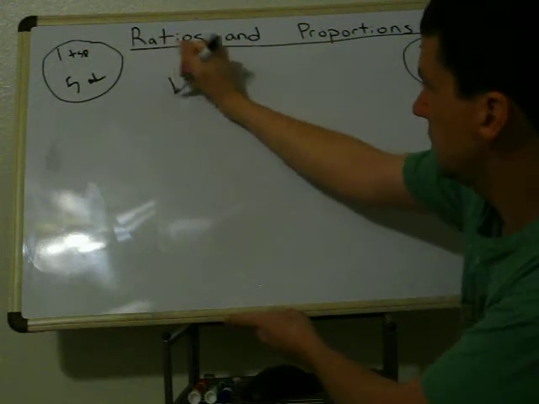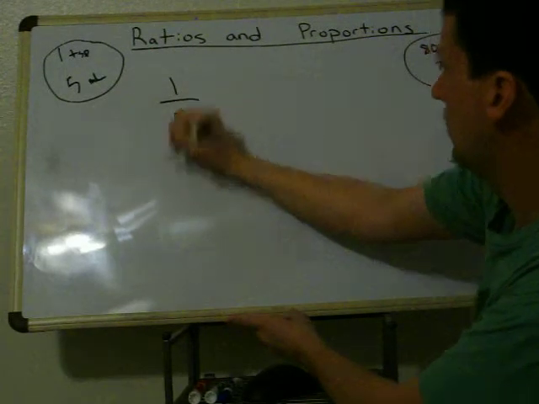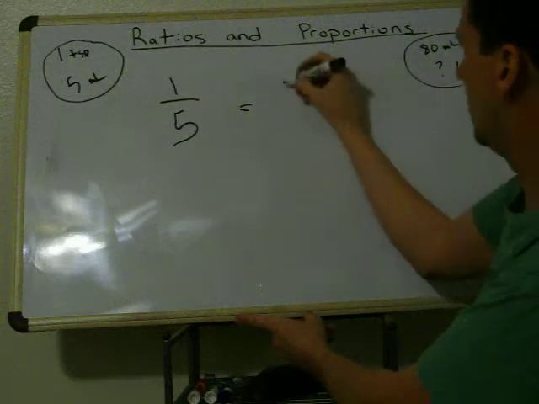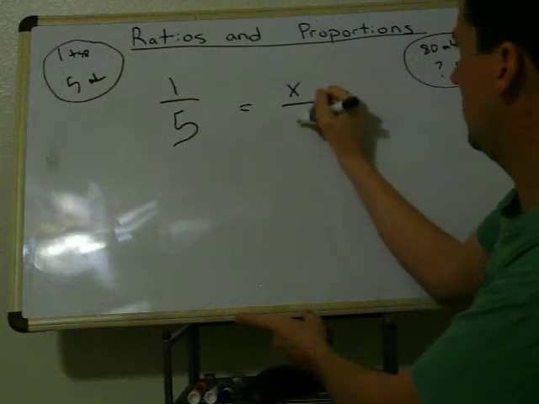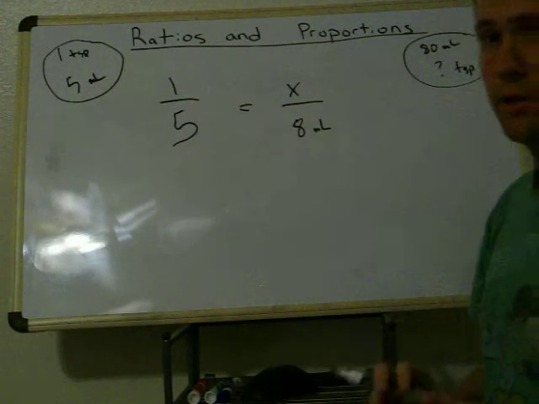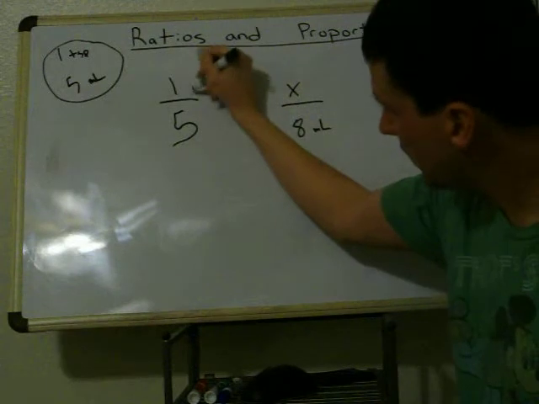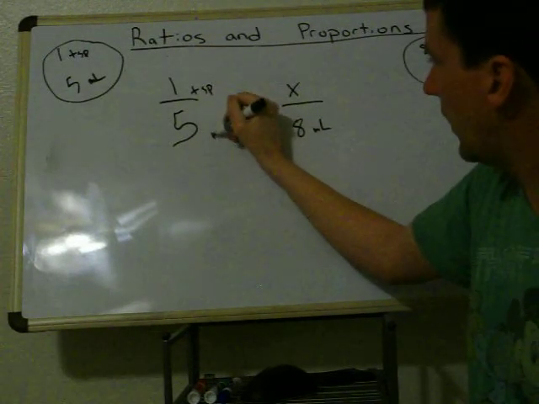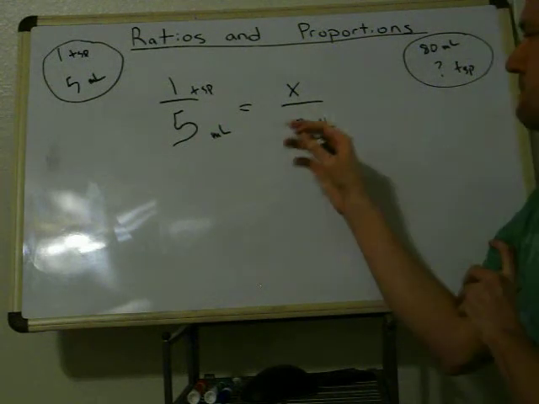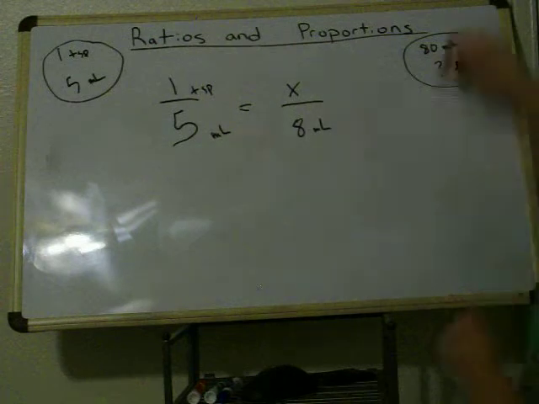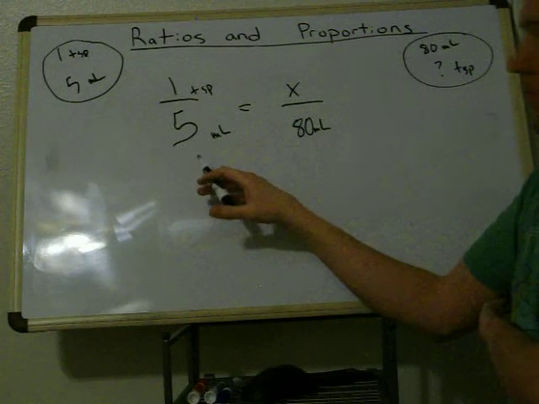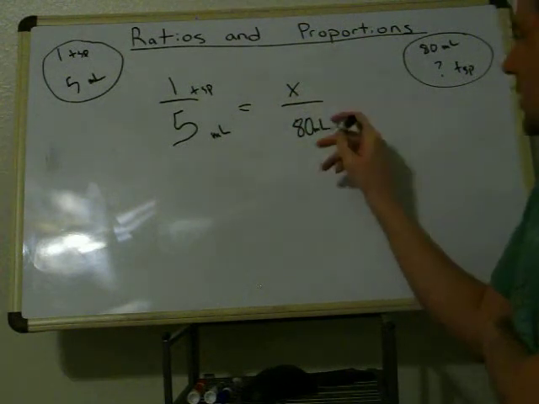Alright, so 1 to 5 is equal to some unknown over 80 milliliters. In this case, I like to leave the units in there. So we have 1 teaspoon and 5 milliliters. Alright, 1 to 5 is the same as something to 80.